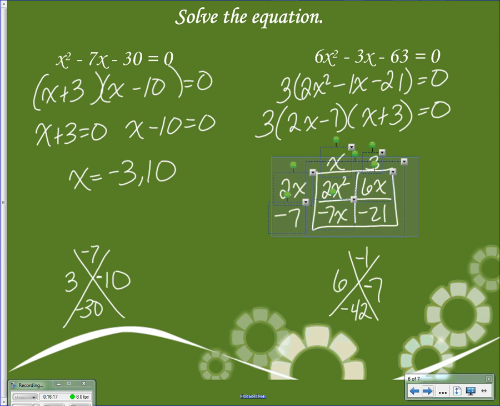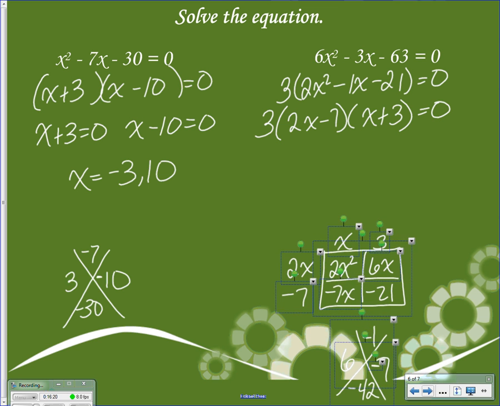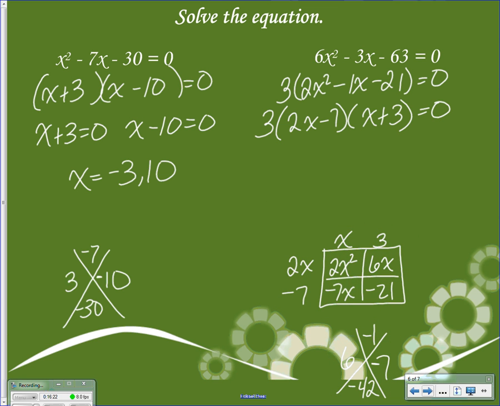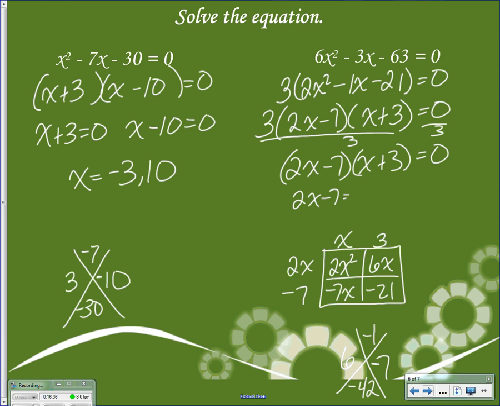Now we just want to solve for x. So I have to divide by 3 first, get rid of this 3. Divide by 3. Okay, I get 2x minus 7 and x plus 3 equals 0. So 2x minus 7 equals 0 and x plus 3 equals 0. So x is going to equal negative 3 and 7 halves.